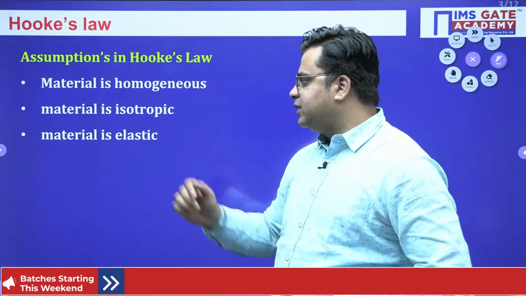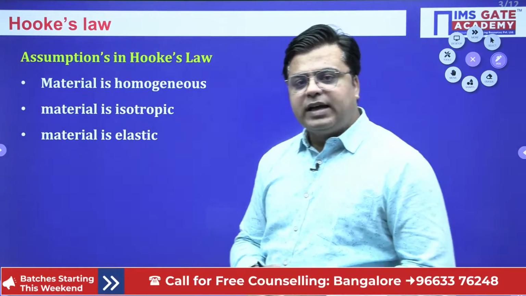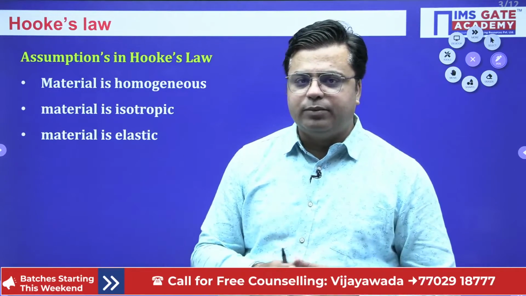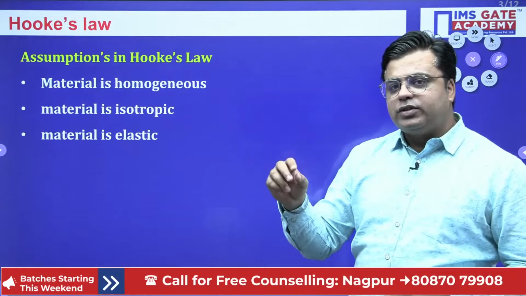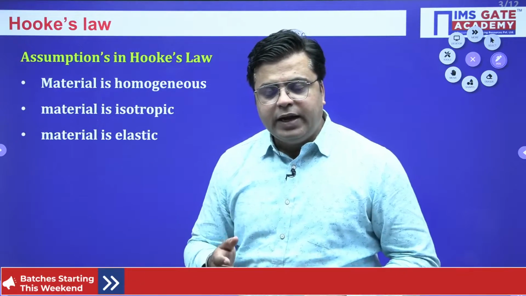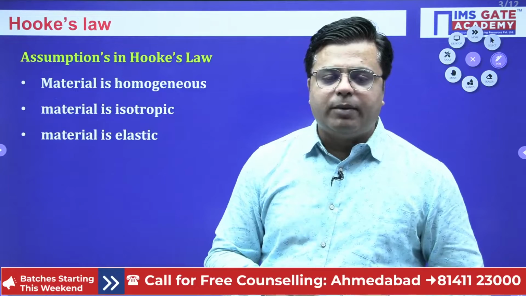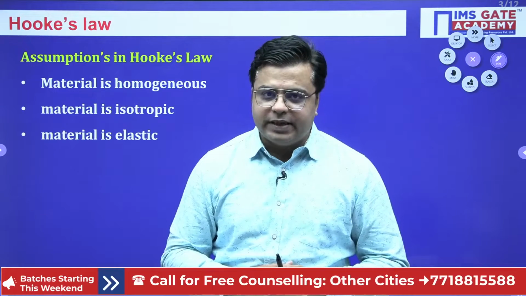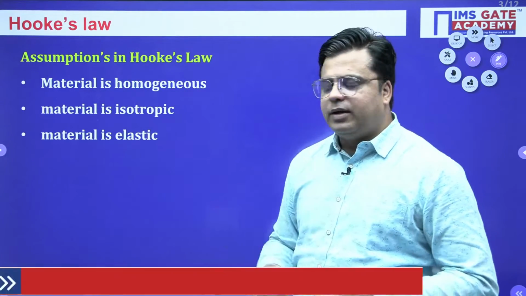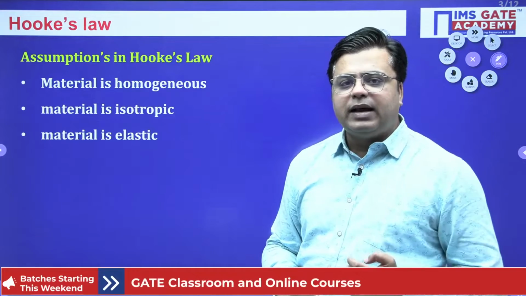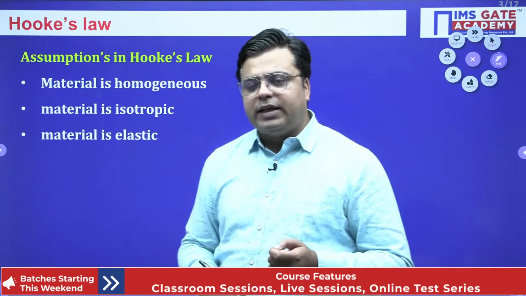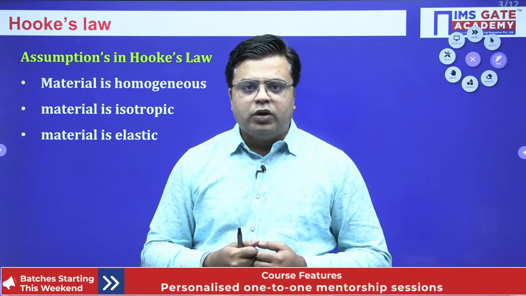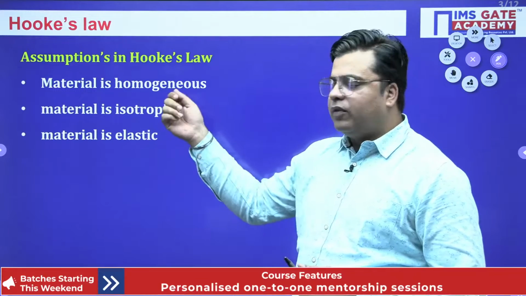The second assumption is that the material is isotropic. It means that at a particular point, in all the directions, the property of the material will be the same. So when you combine these two and say the material is homogeneous and isotropic, it means no matter at what point you are present inside the volume of the material, the property of the material will be the same. The third assumption is that the material is elastic. What do we mean by elastic material? Elastic material is that material which will regain its original shape and size once we remove the load. So these three assumptions Hooke assumed while giving his law.